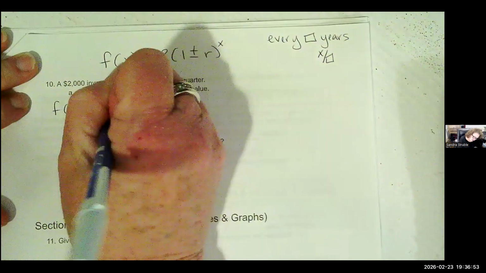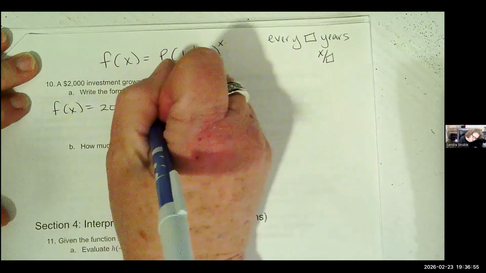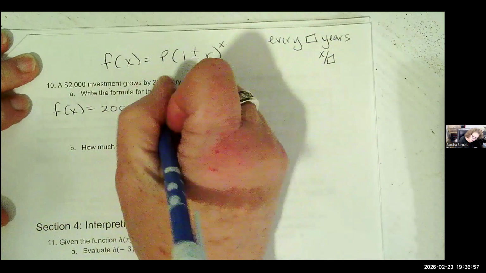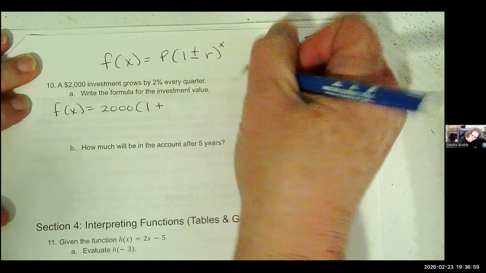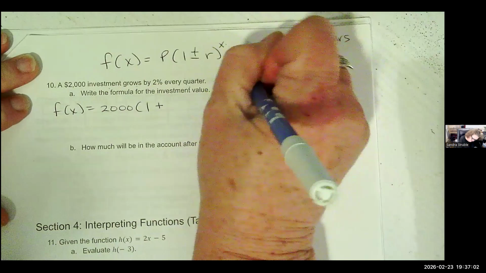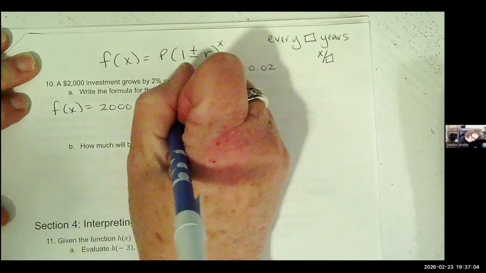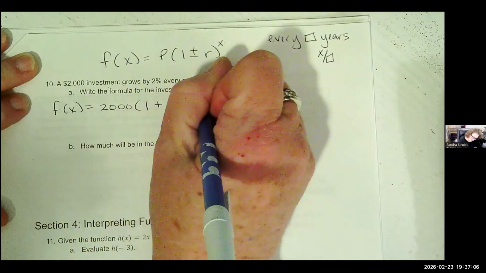My function is f of x. My initial investment is $2,000. It is growing, so plus 2%, 2 divided by 100 is 0.02, to the 4x, because it's every quarter.